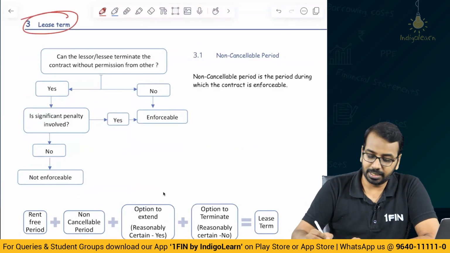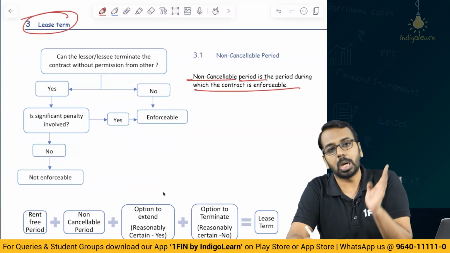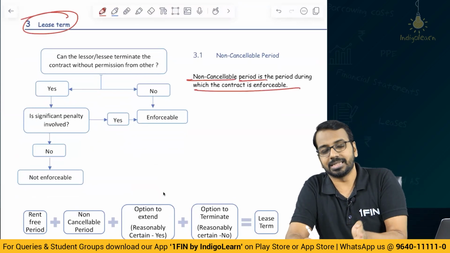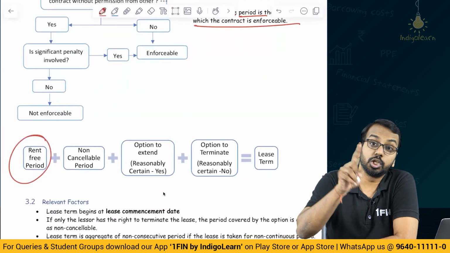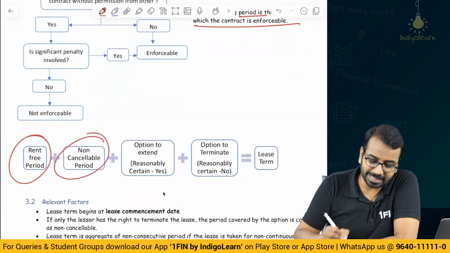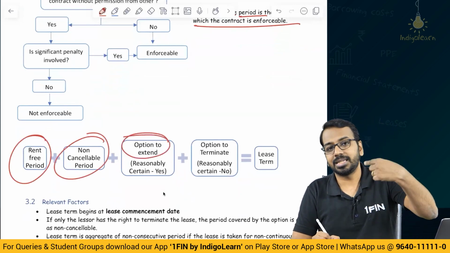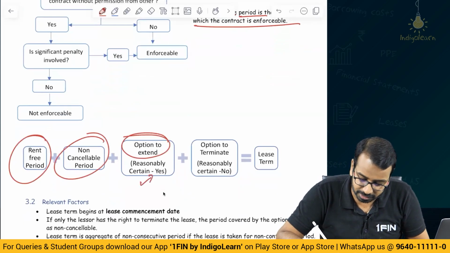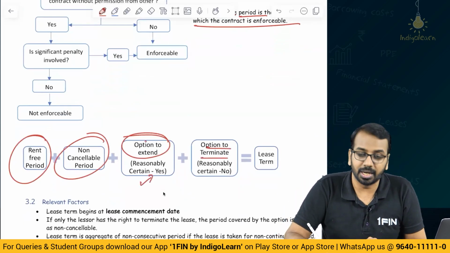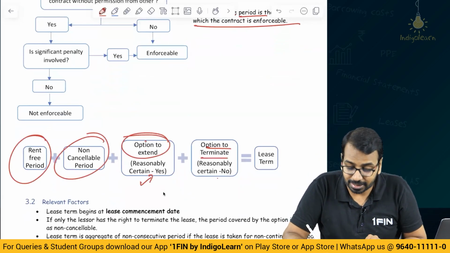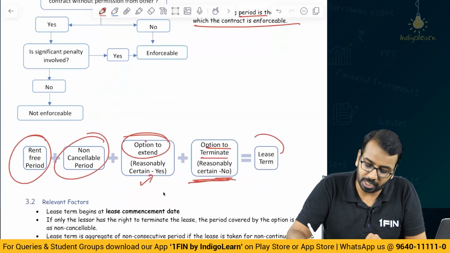Now coming to the lease term. What is the lease term? Lease term is the non-cancelable period during which the contract is enforceable. The non-cancelable period of the lease is called the lease period. Now here please keep in mind, if there is any rent-free period, you will include that in the lease term. If there is any non-cancelable period, you will include that in the lease term. If the lessee has an option to extend and it is certain or reasonably certain that it will be exercised, then you will include it. If there is an option to terminate, you have to be reasonably certain that it will not be exercised. This will also be covered. So that makes the lease term.